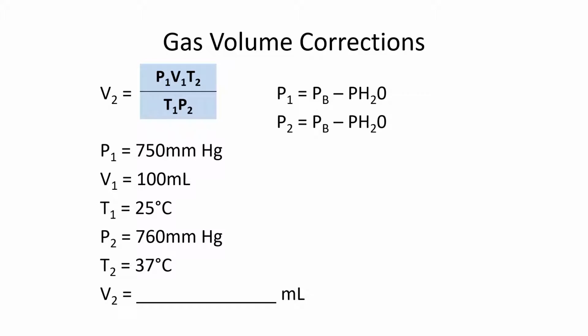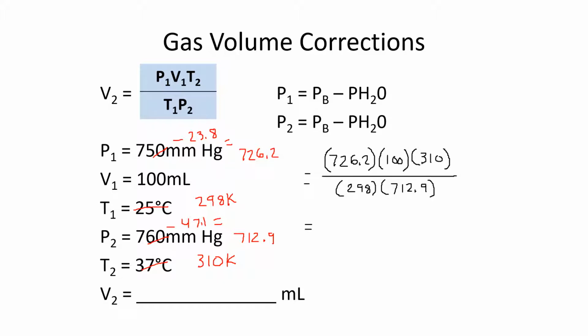Right, the next one, same thing, we got to correct the pressures at the given temperatures. So at 25 degrees Celsius, we got about 23.8 mmHg of vapor pressure. And at 37, we got about 47.1. So they're corrected there. And the temperatures are now in Kelvin as well. mLs and mLs are good. They'll cancel out. Plug and chug. All the terms on top multiply, and divide by the terms on the bottom. The corrected volume, V2, would be 106 mLs.